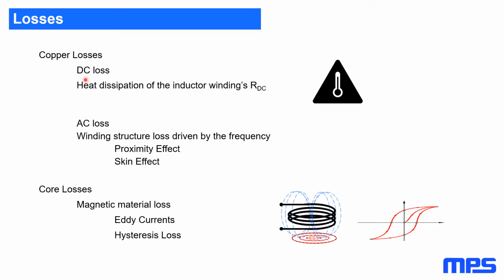Copper losses: the wire or the copper has a certain resistance, and this conductivity loss will be reflected in the heat dissipation of the wire. We also have the AC losses. This is driven by the frequency and depends on the winding structure. We have two effects here, the proximity effect and the skin effect. And we have the core losses. The core losses are magnetic material loss, caused by the eddy current losses and the hysteresis loss.